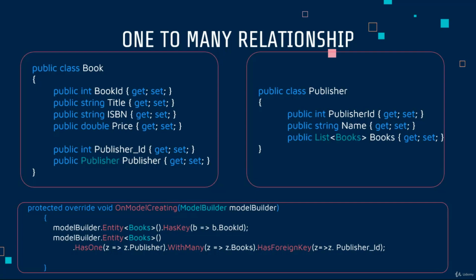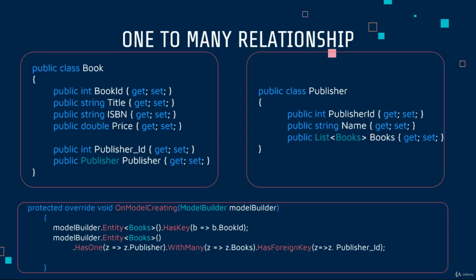So in Fluent API, the first thing will be on entity book. We will have HasOne because a book will have one publisher, but then we will have dot WithMany because a publisher can have many books, and then we will define the HasForeignKey for our attribute for publisher ID. This is similar to what we did with one-to-one, but rather than WithOne, we will be using WithMany. Let's see this in action.